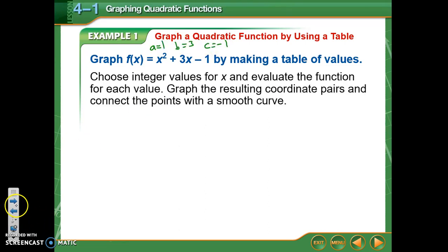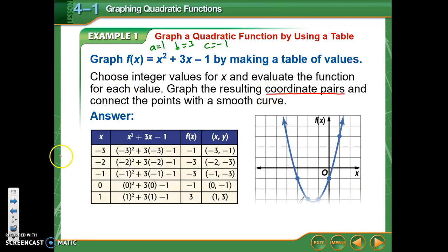All right, so we're going to just plug in some values to make a graph. Remember, anytime you're not sure how to graph, you can always plug in some x's and get some y's, and you get a bunch of coordinate pairs or ordered pairs that you can connect with a smooth curve to make the graph. So here we have a table.